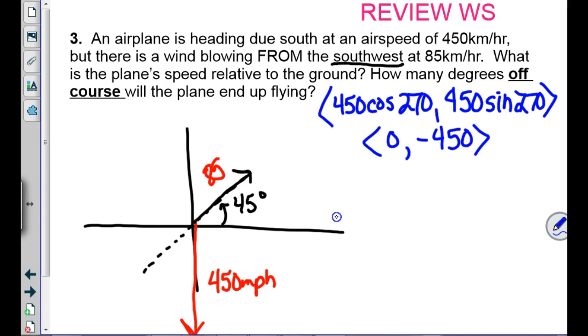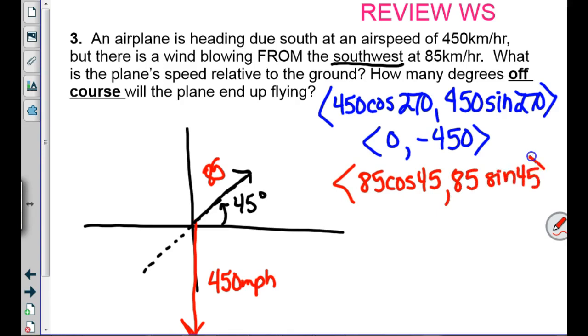All right, what about the wind? 85 cosine of 45, 85 sine of 45. Now, if it had been over here in this quadrant, we would have had to use 135, right? If it had been down here, it would have been 225. Some multiple of 45, put it in the right quadrant. Okay, go ahead and add these to figure out what the components are of the actual flight path.